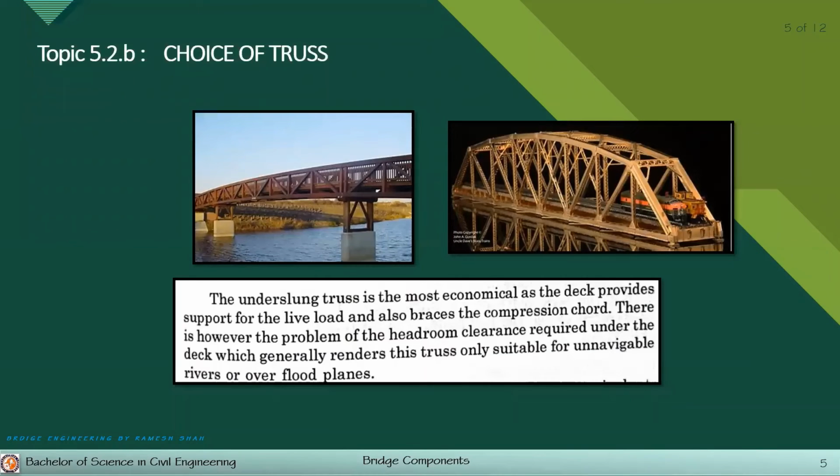So this underslung truss is the most economical as the deck provides support for the live load and also braces the compression chord. There is, however, the problem of headroom clearance required under the deck, which generally renders this truss only suitable for unnavigable rivers or over flood plains.